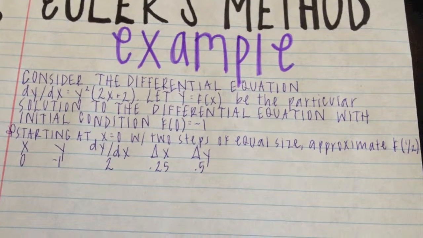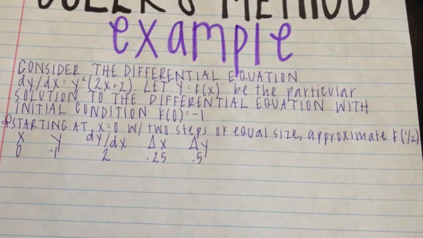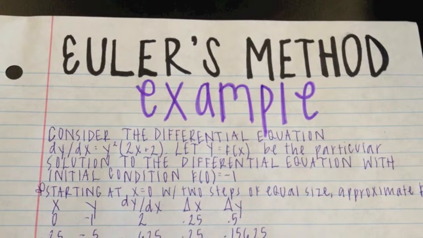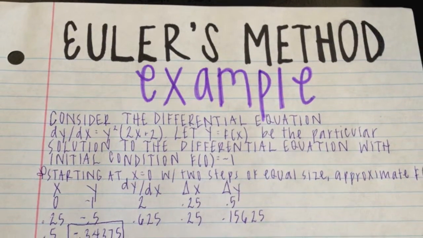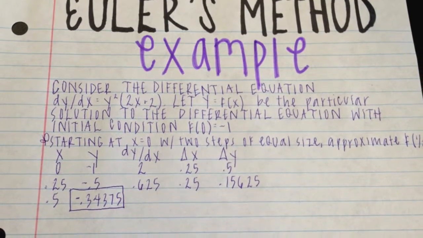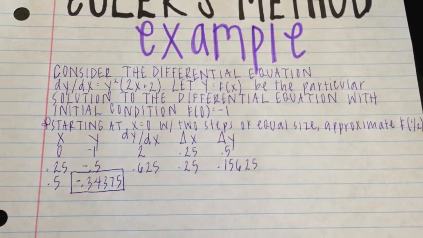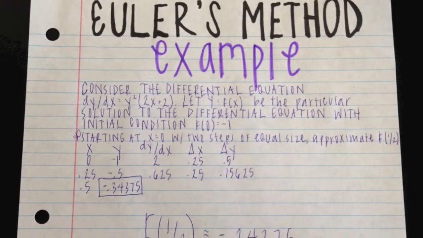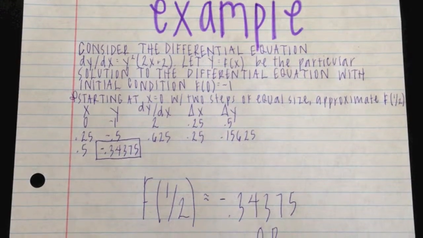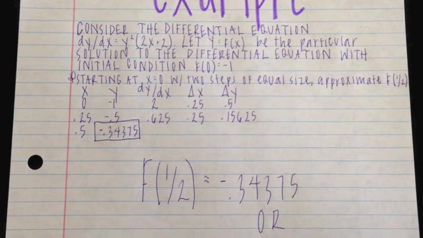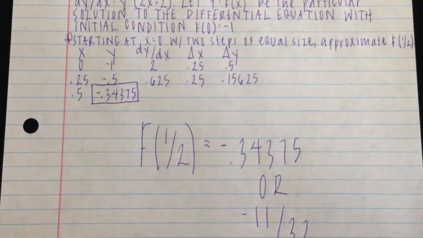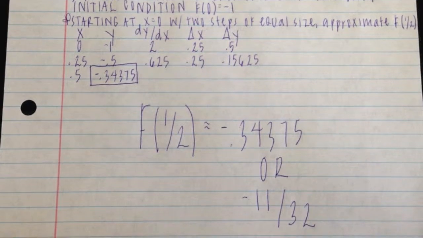Now plug in the initial condition into the equation in order to earn a dy/dx value for the table, which is a value of 2. Next, multiply the dy/dx and delta x value in order to get delta y. As the delta x's will cancel, a value of 1/2 is reached. Add this delta y value to the next y row and repeat the process until the y row is filled when x is 1/2. The final answer will be written as f(1/2) is approximately -0.34375 or -11/32.